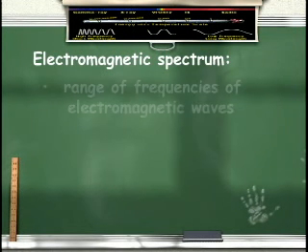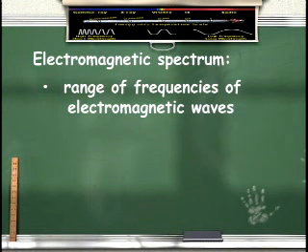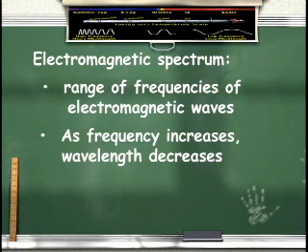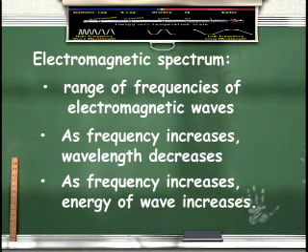The electromagnetic spectrum is a range of wave frequencies depending on the vibration frequency of the electric charges. As frequency increases, wavelength decreases. As the frequency of the electromagnetic wave increases, the energy radiated also increases.